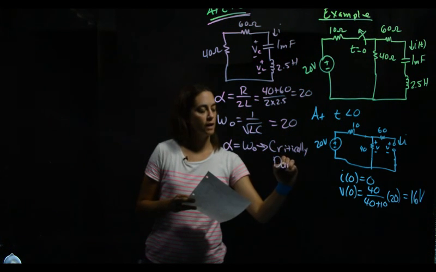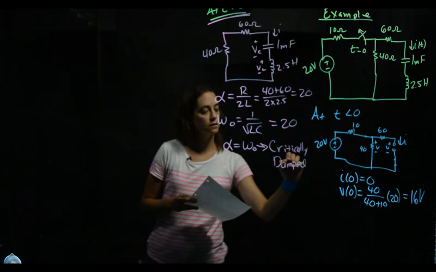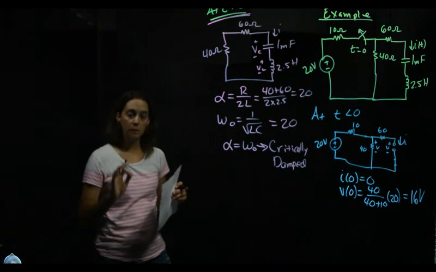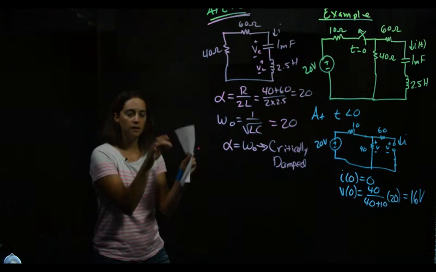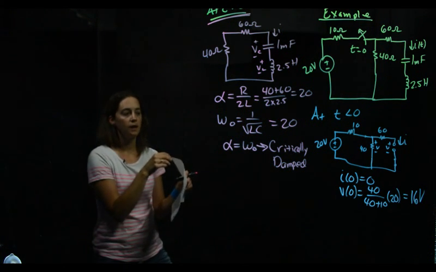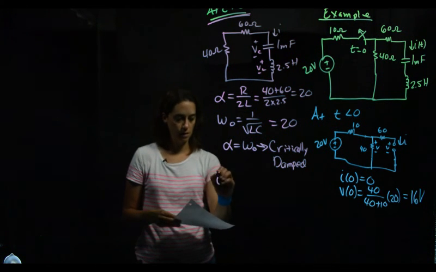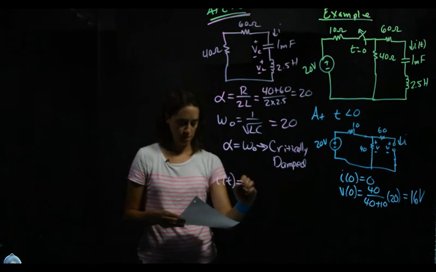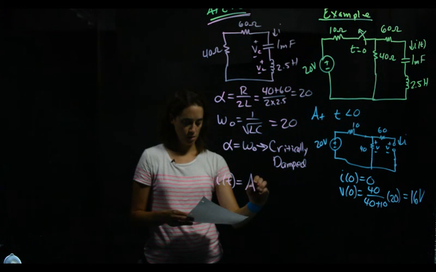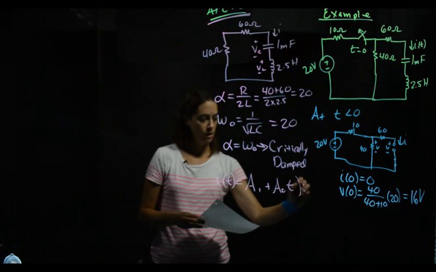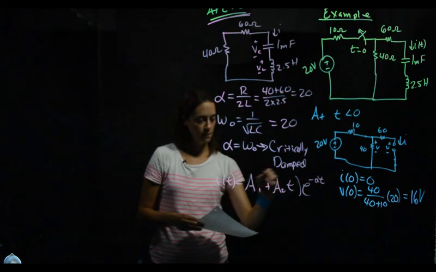Now, I have provided you an equation sheet that hopefully you used in Chapter 7. Now you can see what we're using it for in Chapter 8. So there's a box on there that says alpha equals omega naught, and then it shows you the generic equation, which is i of t equals A1 plus A2 t, e to the minus alpha t.